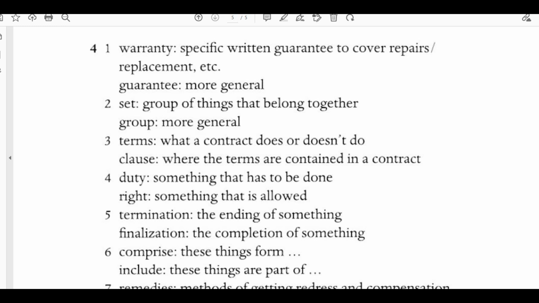Terms and clause. Terms are what a contract does or doesn't do, and clause is where the terms are contained in a contract. Fourth, duty and right. Duty, something that has to be done as a responsibility, and right, something that is allowed. Fifth, termination and finalization. Termination, this is the ending of something, let's say the contract. Finalization, the completion of something to be done.